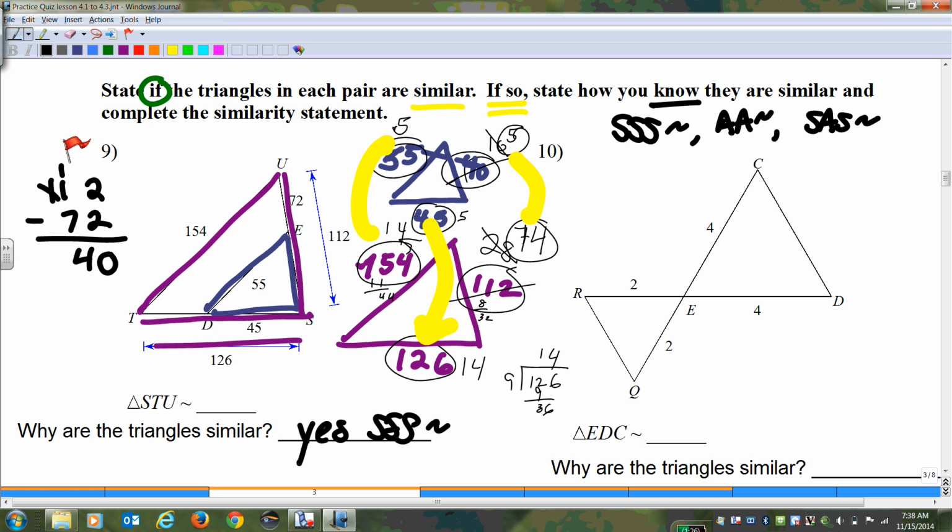And if they are similar, you need to align the vertices. So STU is therefore similar to SDE.